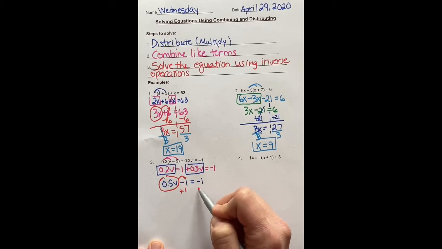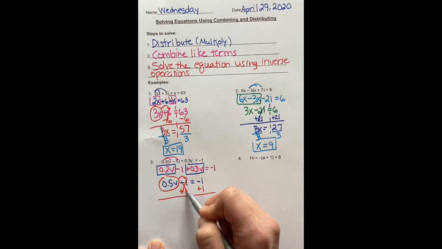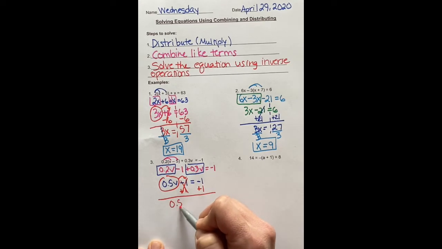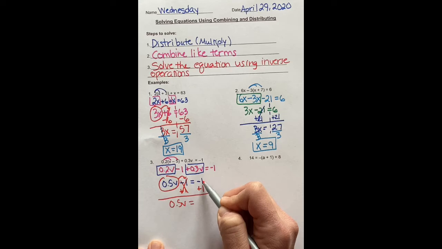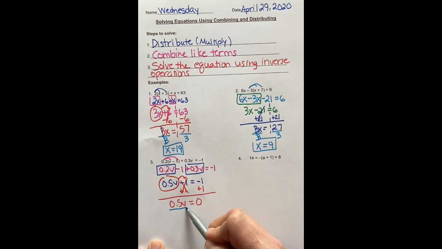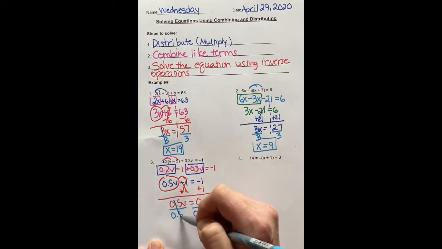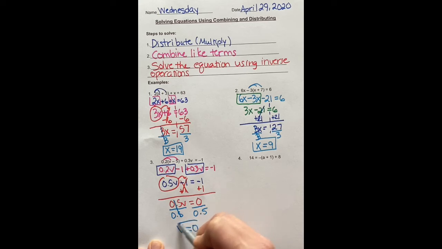So I do the opposite and add 1 to both sides. So minus 1 plus 1 eliminates. So I have my 5/10 v is equal to negative 1 plus 1 would be 0. Now I have to get the v by itself by doing the inverse of multiplication, which is division. So I'm dividing both sides by 0.5, and that would give me v is equal to 0, because 0 divided by 0.5 is 0.